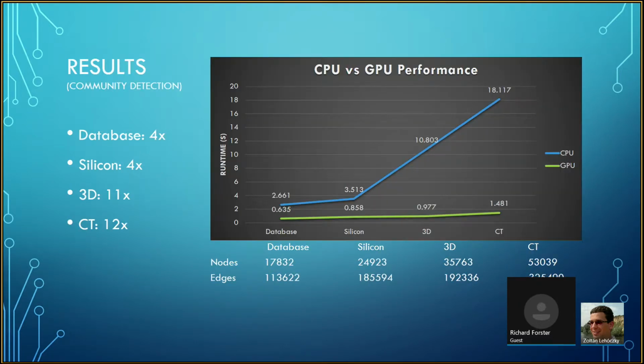And so performance numbers, as you can see, these are the same graphs that I have shown before for the graph generation. And there you can see that, for example, the CT graph is the biggest with 53,000 nodes and 325,000 edges. The computation on GPUs took only 1.4 seconds for the community detection, while the CPU took more than 12 times that computation. So we were able to achieve quite a lot of performance improvement there.